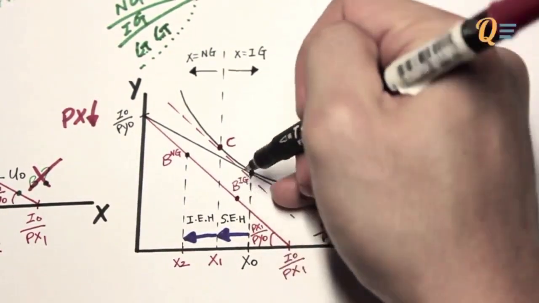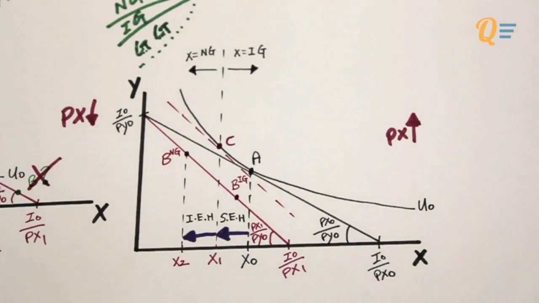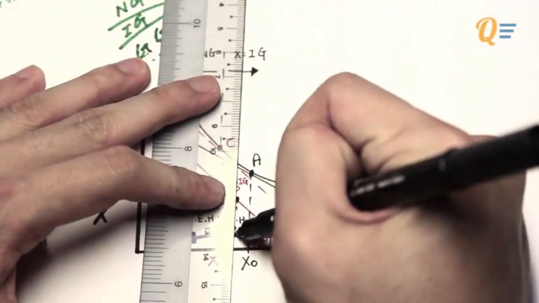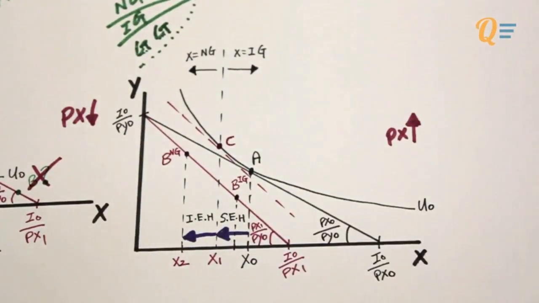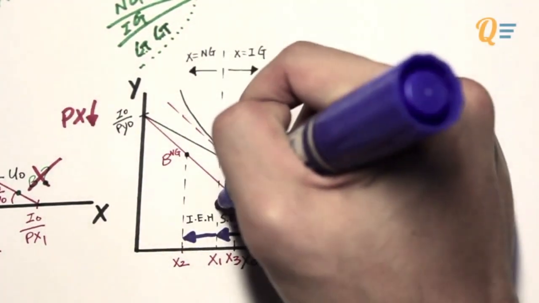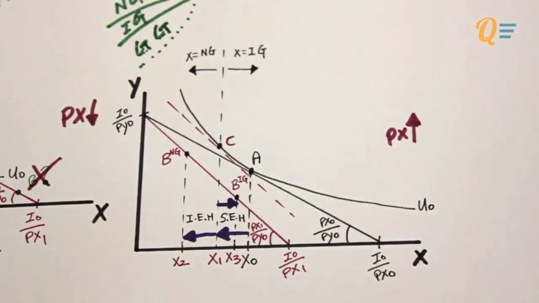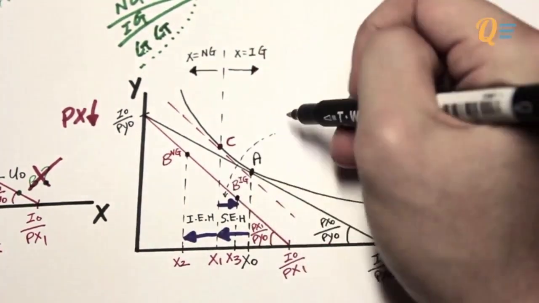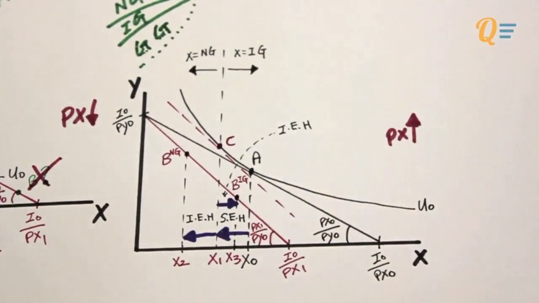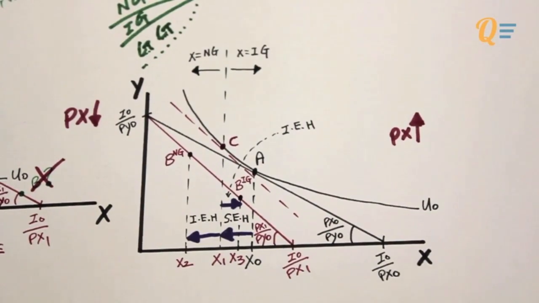So what if point B is here, and that makes X an inferior good? So I'm going to do the same thing. I'm going to mark out my income effect, which is now the opposite direction of my substitution effect. And there I have it, my income effect for an inferior good. See, it's actually quite easy, right?